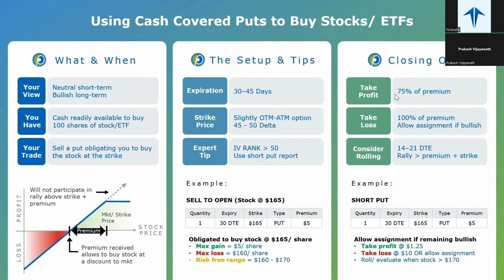So taking profits, you want to do that at around 75% of the premium that you receive. So what does this mean? Well, let's go through it. Our same example. You want to take profits when this put option is worth $1.25, because that is the remaining 25% of the value of the option when you initially sold it for $5 premium. So how does this happen?